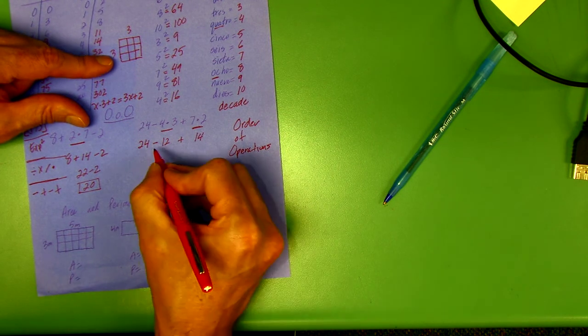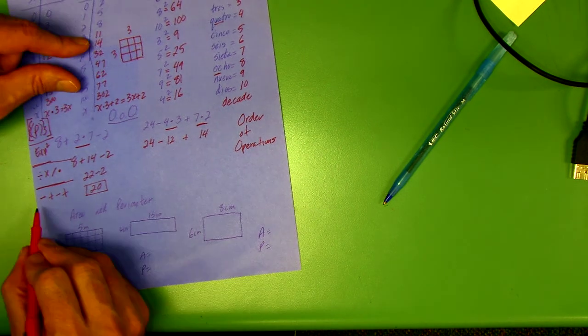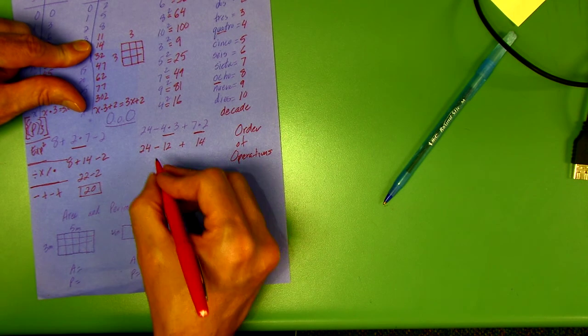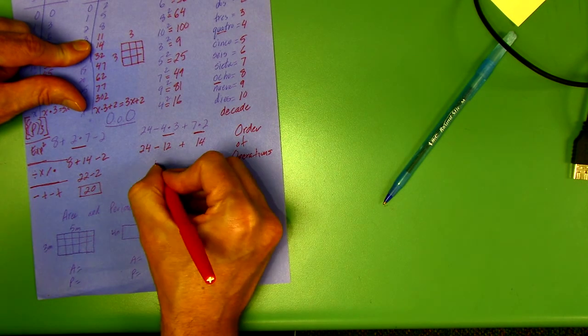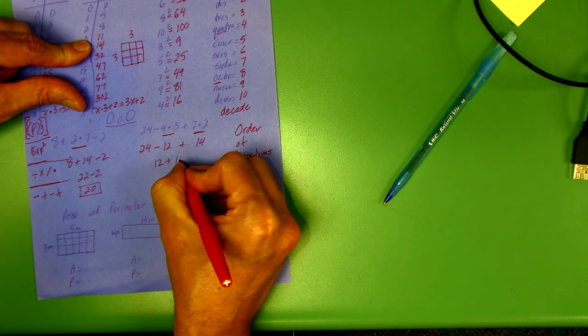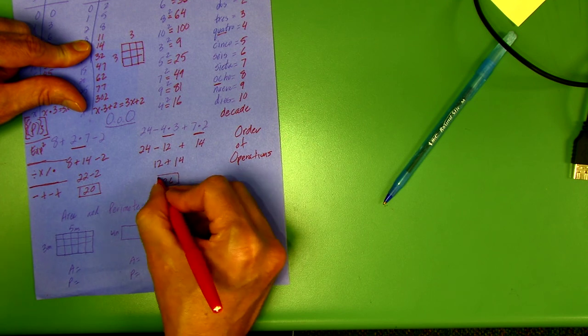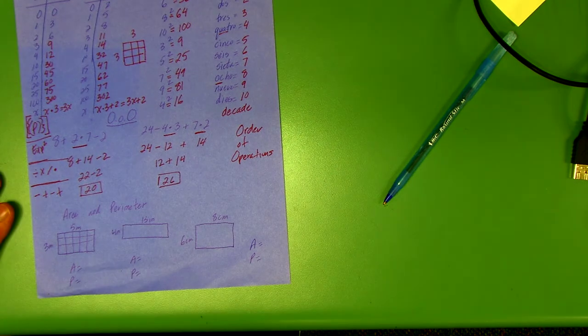Okay, now all I have left is subtracting and adding. Well, that's the same level. Whichever one lined up first goes first. The difference of 24 and 12 is 12, and the sum of 12 and 14 is 26. Okay, it matters which order you went in, right? If I didn't go in order, I would have gotten a different answer.